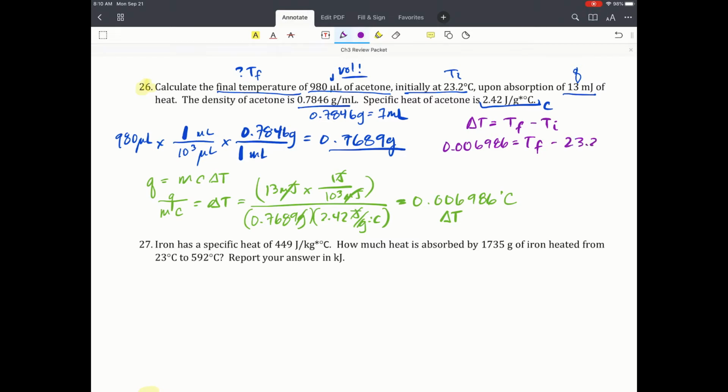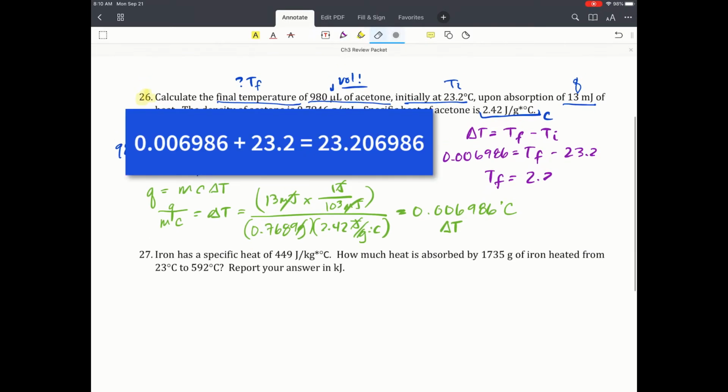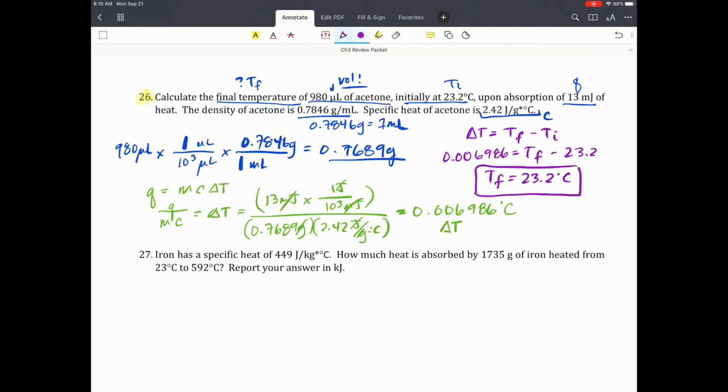In this particular instance, it turns out that my delta T is so small, based on significant figures, that T final is the same as T initial, right? As in, if I added 23.2 to 0.006986, I would still get 23.206 something, which is the same thing. Yes, based on significant figures. All right, now moving on to the next one.